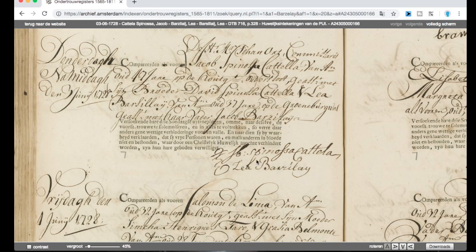So we're getting a lot of great information. We can see their signatures. We know that they were literate. And you can see that even though they were literate here in 1728, they were not being written in the document in the way that they actually sign.